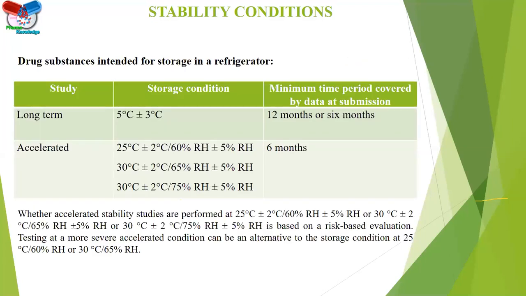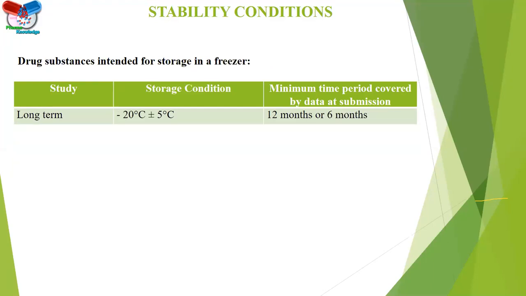For the same drug substances, what should be the long-term data requirement? For storage in a refrigerator, 5 degrees centigrade, accelerated, which I choose for my product, 25/60 or 30/65 or 30/75. For freezer, we already saw minus 20 degrees centigrade is required. So 12 months or 6 months data is required for the submission as per your regulatory authority.